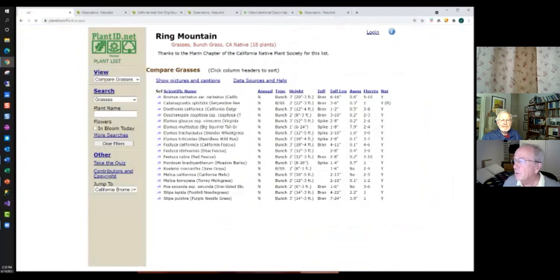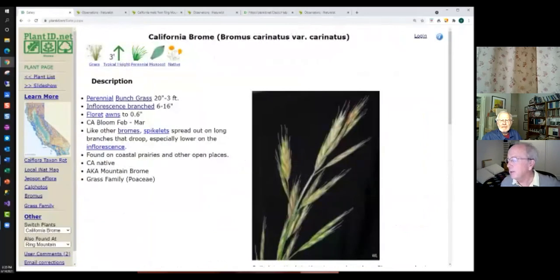So this is something I didn't read in a book. I simply took the information that was on PlantID and looked at the table and was able to figure out the difference between these grasses, which will be very helpful for me when I'm in the field, because both of these show a lot of florets and kind of look similar.